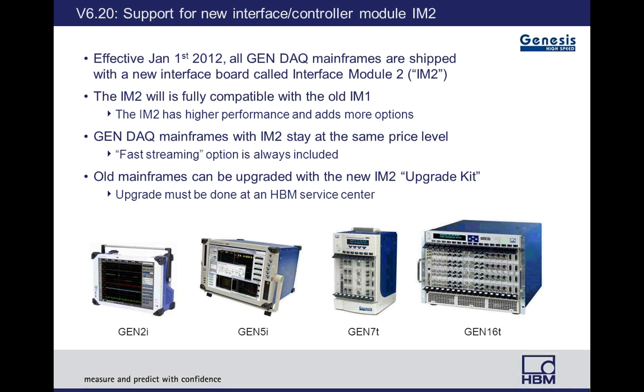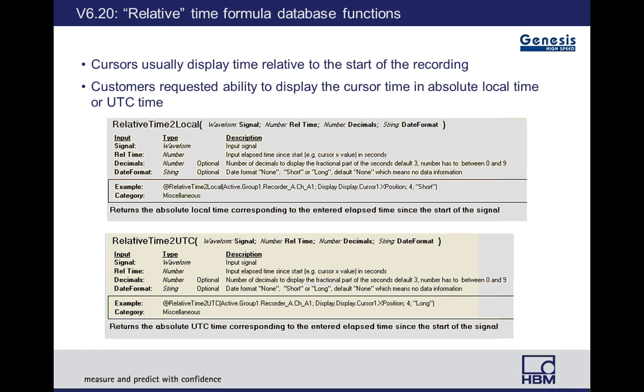Version 6.20 also added support for our new interface controller module, which we call the IM2. Every Gen Series mainframe has an interface module that's part of the mainframe and acts as the brains of the mainframe. We've upgraded that interface module to have higher performance and support some new options like onboard storage. And so version 6.20 supports those new capabilities.